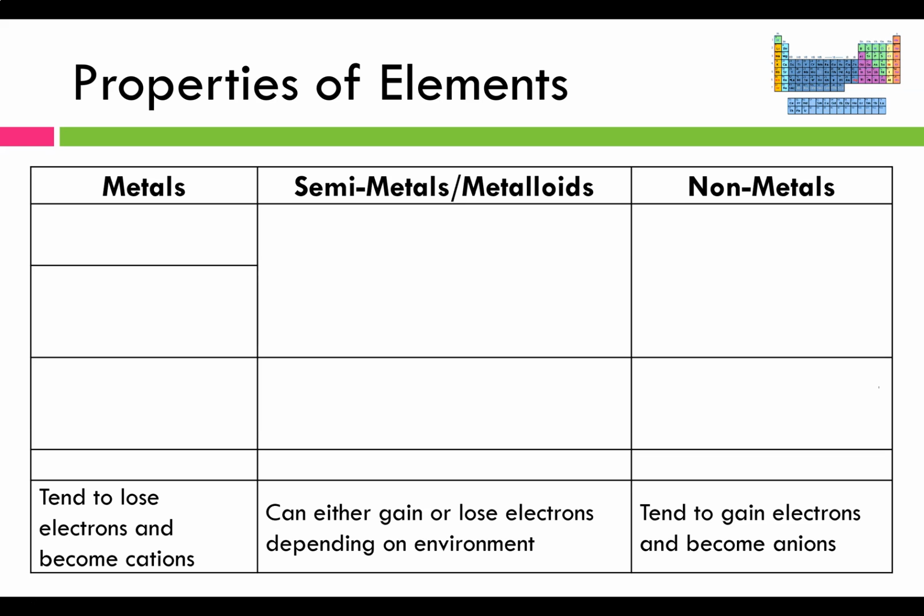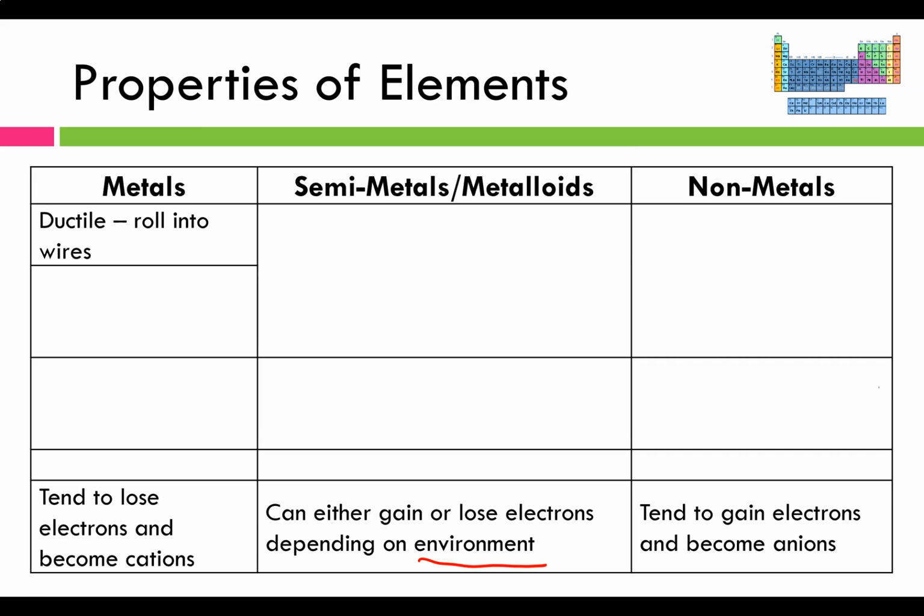And as we discussed with arsenic, our metalloids, also called semimetals, can either gain or lose electrons depending on the environment. And really what we mean by that is if a metalloid is reacting with a metal, it tends to gain the electrons as the metal has to lose, and the opposite holds true if that metalloid is reacting with a nonmetal. Other properties of metals.